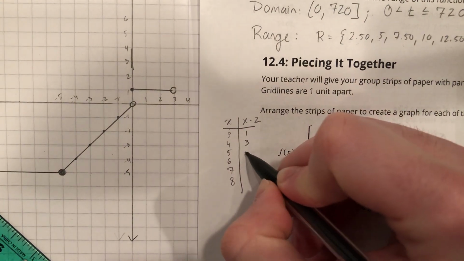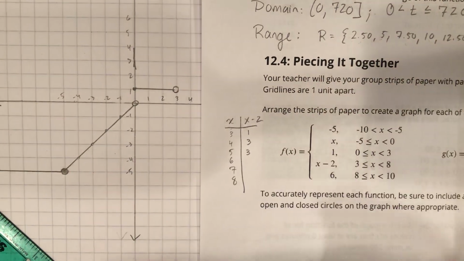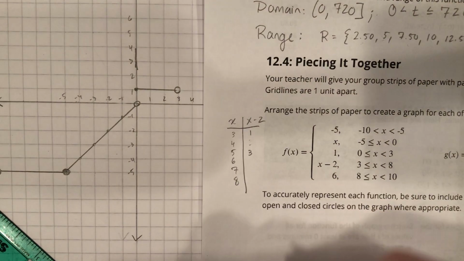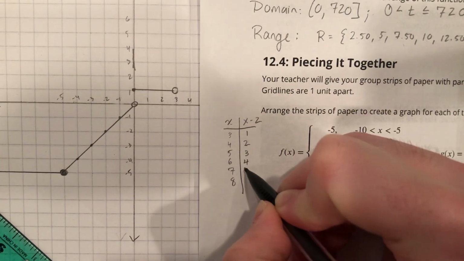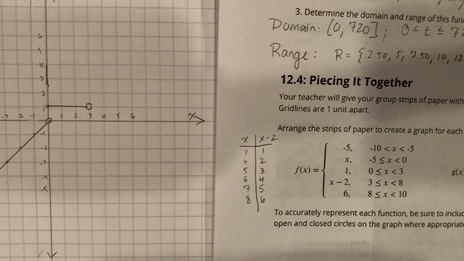3 minus 2 is 1. Wait, I thought something was wrong. 4 minus 2 is 2, last time I checked. 6 minus 2 is 4. 7 minus 2 is 5. 8 minus 2 is 6.